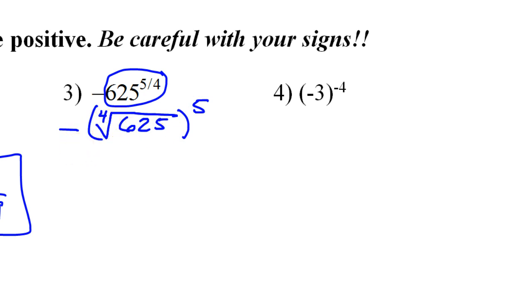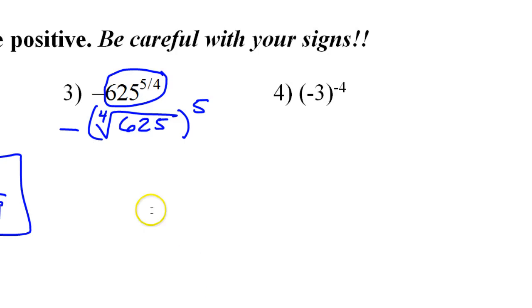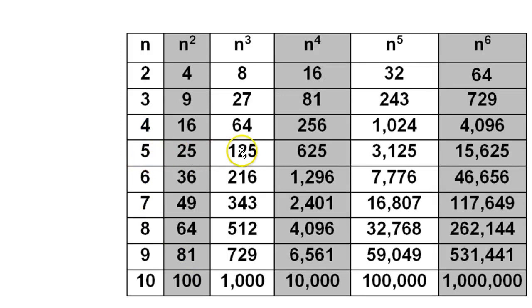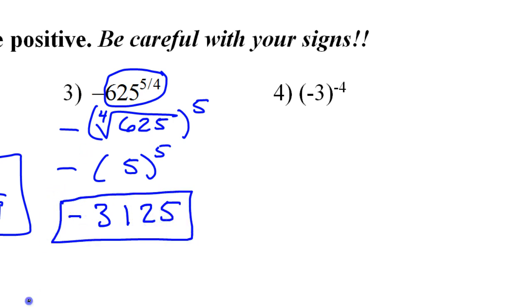Now, the fourth root of 625 is 5. So that gives us negative, and so I have 5 to the fifth power. So 5 to the fifth power is 3,125. So this is going to be negative 3,125. So that is the answer to number 3.